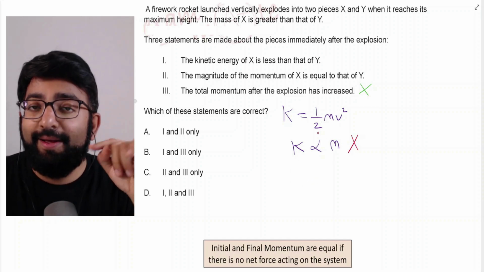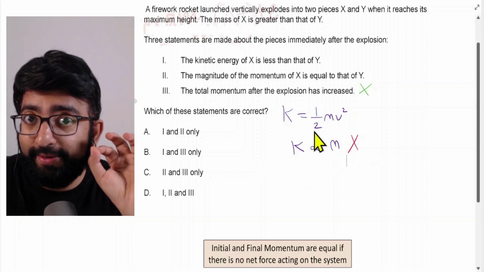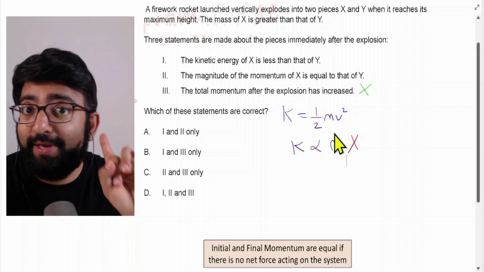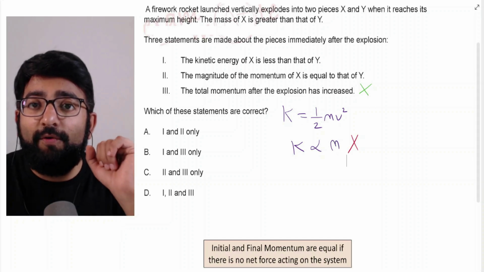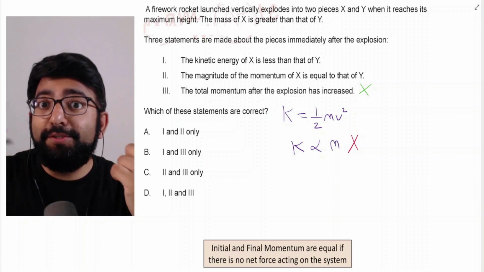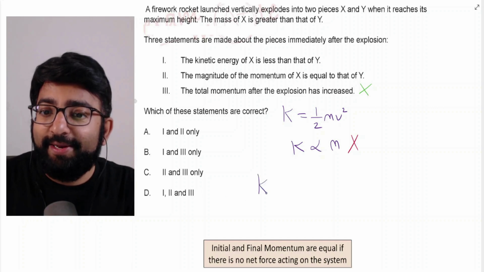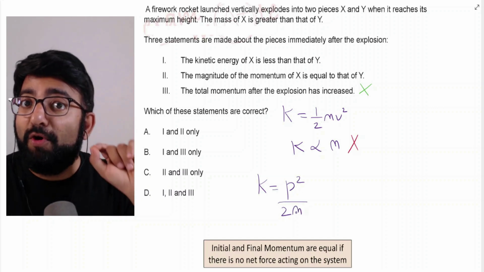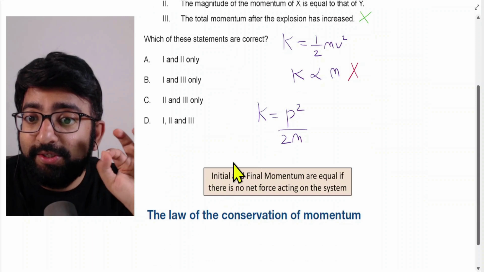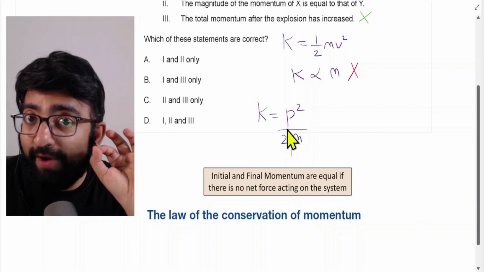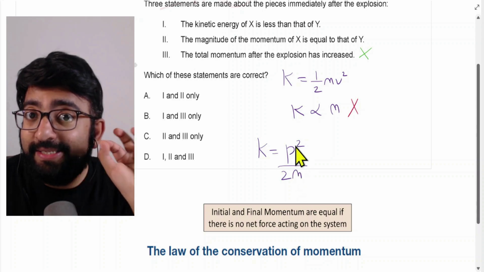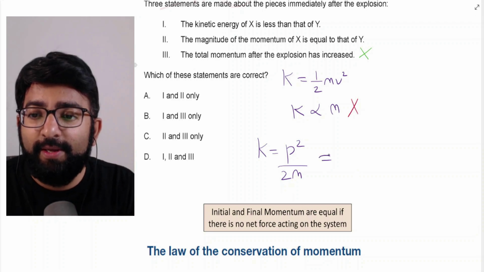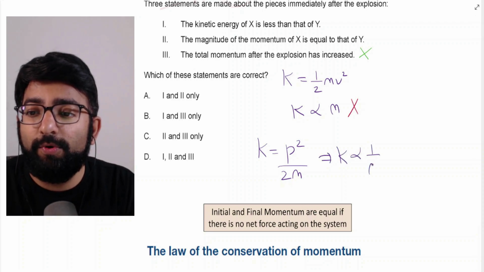This is incorrect. Let me repeat. K is directly proportional to the mass only if the speed is constant, which is not given in the question. So we will use another formula for kinetic energy, which has a parameter which is a constant. We know another formula for kinetic energy, which is equal to P square divided by 2m, where P stands for momentum. Now we just saw that the initial and final momentum are equal. So the momentum factor P is a constant. Since P is a constant, and 2 is a number, it's anyways a constant. So from this we can say that kinetic energy is inversely proportional to the mass.